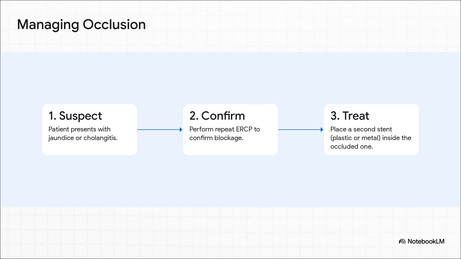And for that most common long-term problem, occlusion, there's a really neat solution. When a stent eventually clogs up, the fix is usually to just go back in with another ERCP and place a brand new stent right inside the old one. We call it a stent-in-stent technique, and it's a super effective way to get the bile flowing again.